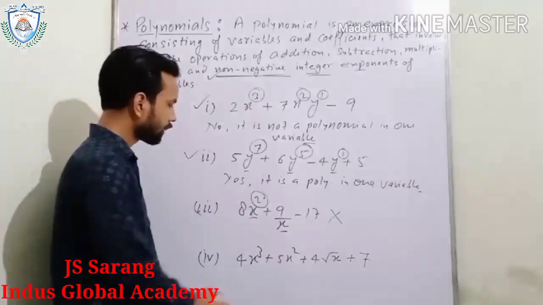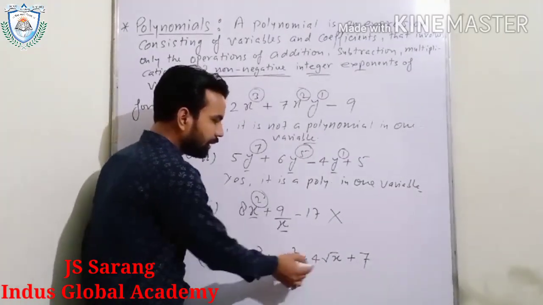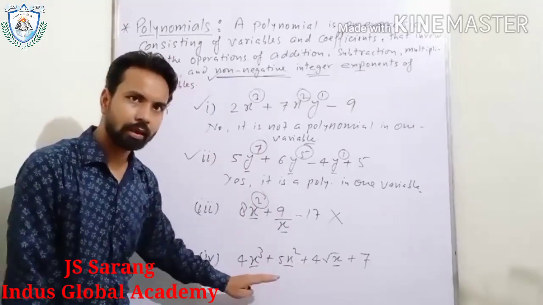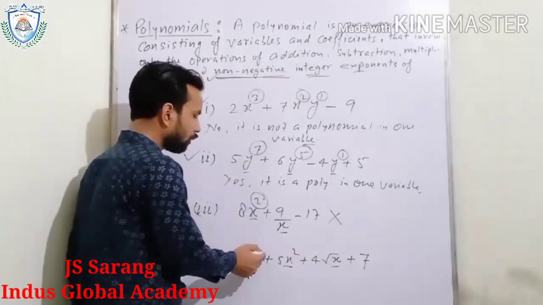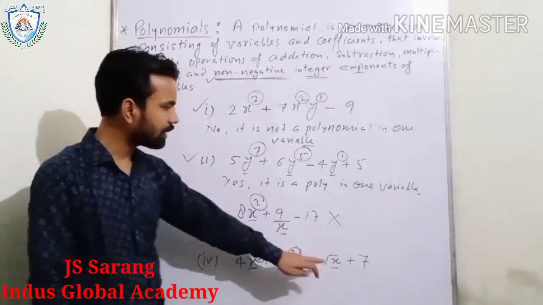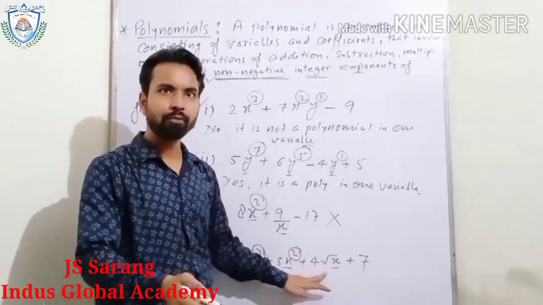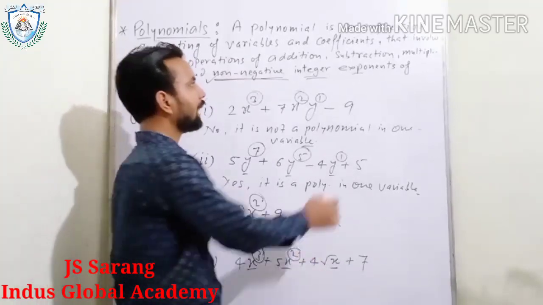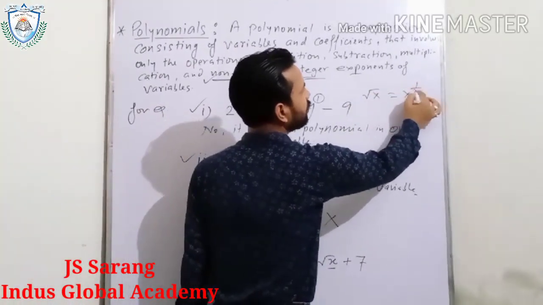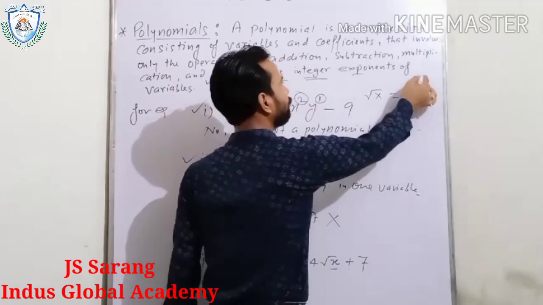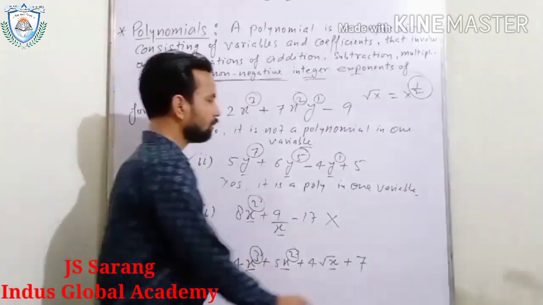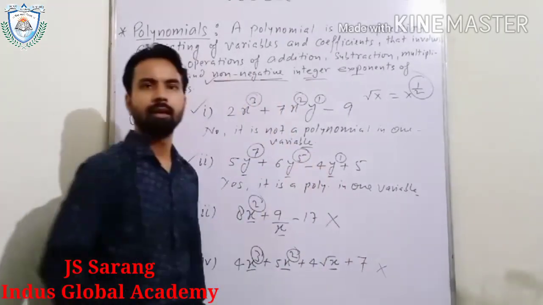Here, one variable is there, only x is present, no other variable is there. So this is one variable. The powers of x are 3 and 2. Both are non-negative integers. But this is under root x. I told you, whenever under root x is there, under root x can be written as x to the power 1 by 2. So here the power of x is how much? 1 by 2. That is fractional. So it is also not a polynomial.